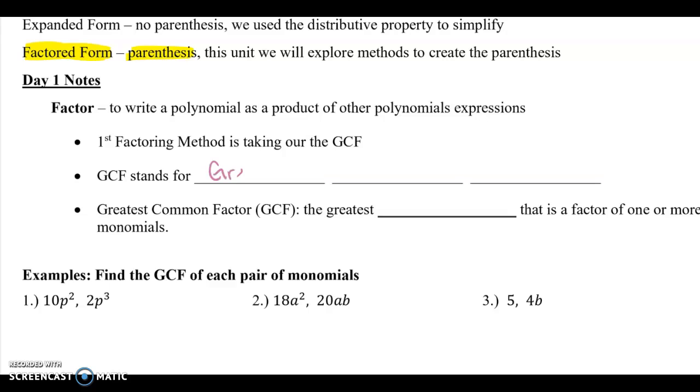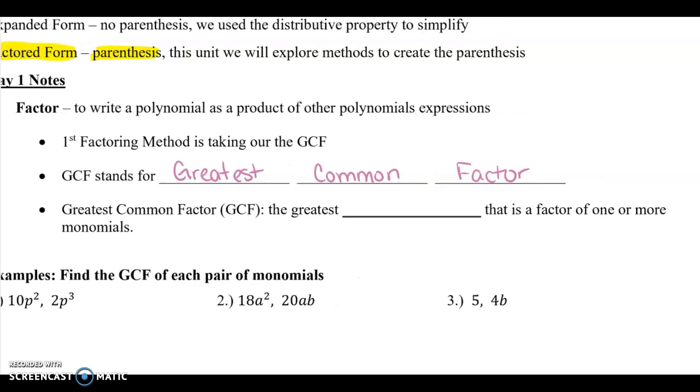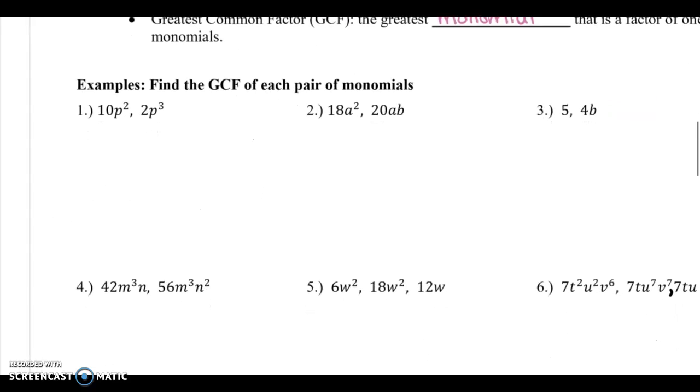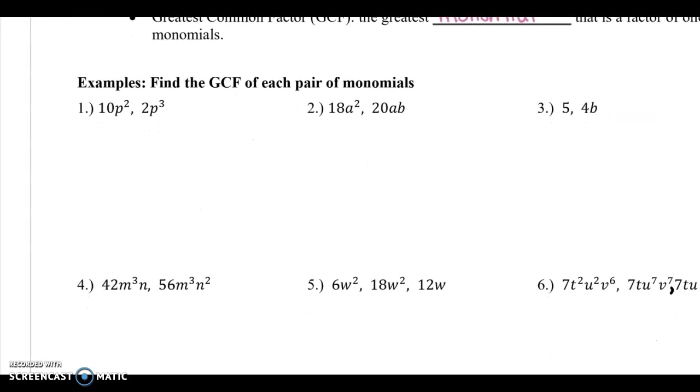GCF stands for the greatest common factor. And it's the greatest number or variable, so we'll call it a monomial. It's the greatest monomial that is a factor of one or more of the other monomials that'll be inside of the parentheses. So looking here, these are some basic examples. You might have seen some of these in pre-algebra. At least I hope you saw some of these in pre-algebra last year. Definitely with the numbers, probably not so crazy with the variables.